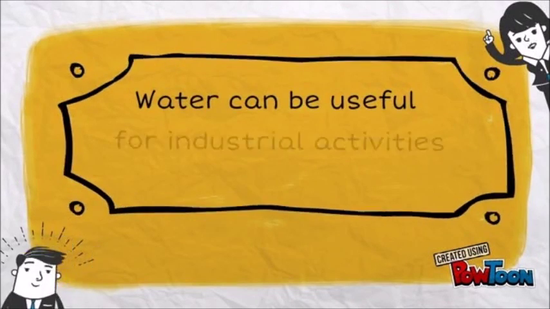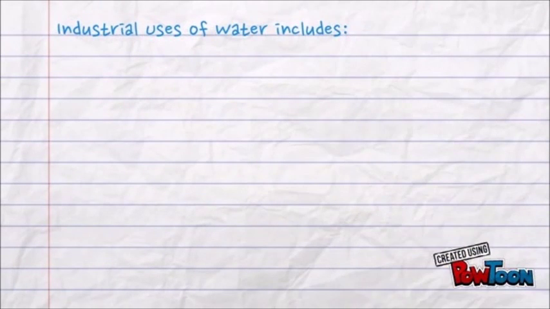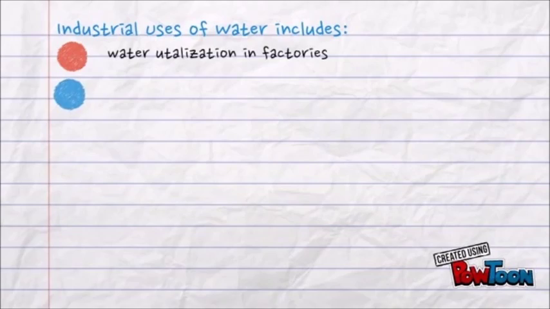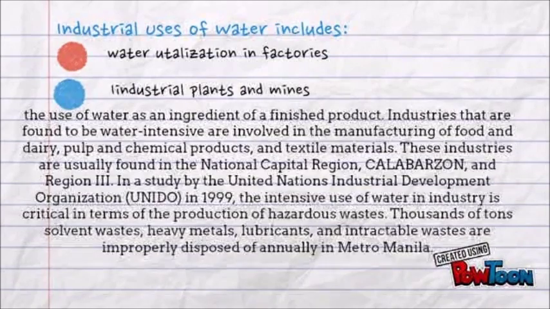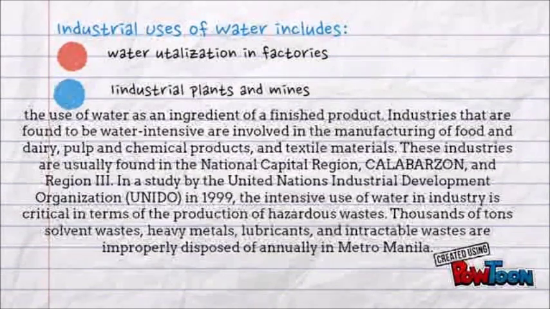Water can be useful for industrial activities. The use of water for industrial purposes includes the utilization of water in factories, industrial plants and mines, and the use of water as an ingredient of a finished product. Industries that are found to be water intensive are involved in the manufacturing of food and dairy, pulp and chemical products, and textile materials. These industries are usually found in the National Capital Region, Calabarzon, and Region 3.